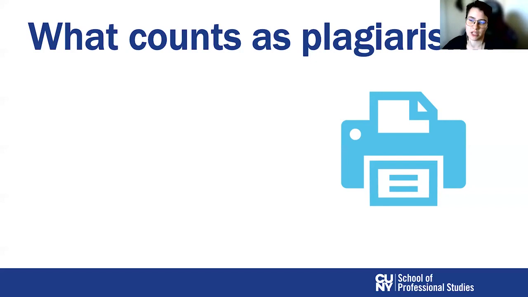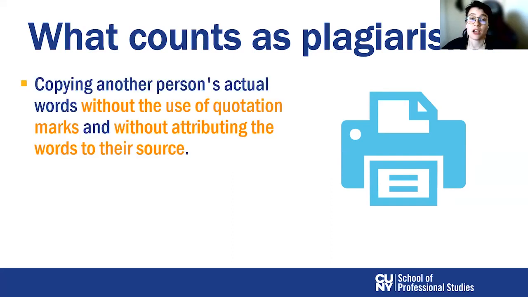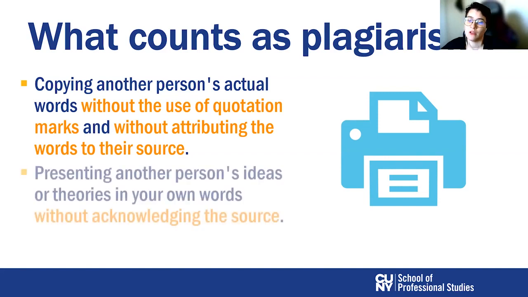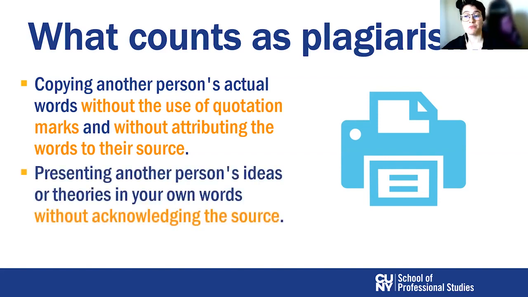So what counts as plagiarism? The CUNY academic integrity policy includes the following as examples of plagiarism: copying another person's actual words or images without the use of quotation marks and without attributing the words to their source. Another example is presenting another person's ideas or theories in your own words without acknowledging the source. So even if you put it in your own words, you still need a citation.